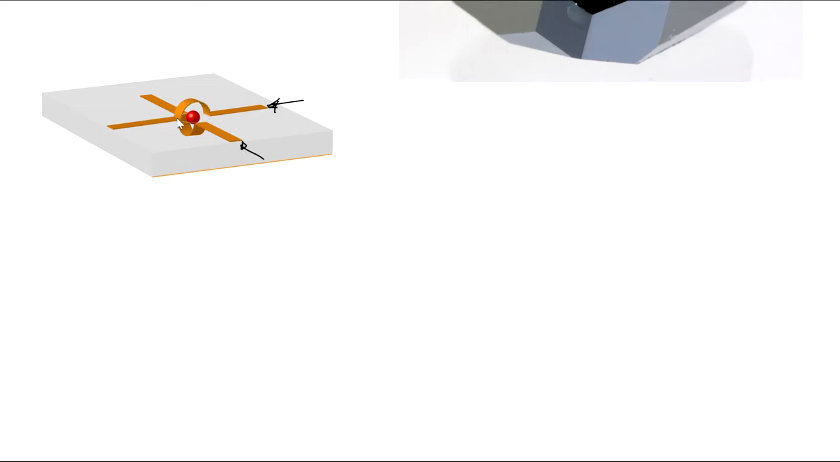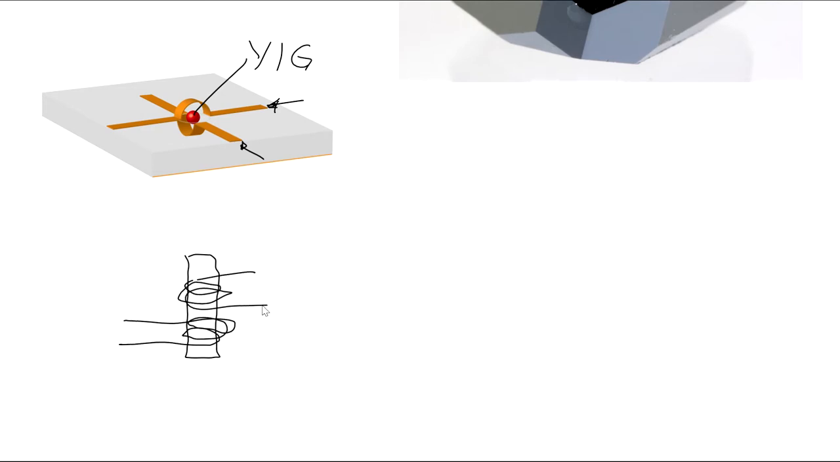And they form sort of a loop around this red sphere, and this red sphere is yttrium iron garnet in the middle. So if you look at this, basically you have half a coil. Imagine that you have material, with one coil on the material and the other coil on the material. This is the same, except that we don't have many turns. We have only half a turn of one electrode and half a turn of the other electrode.